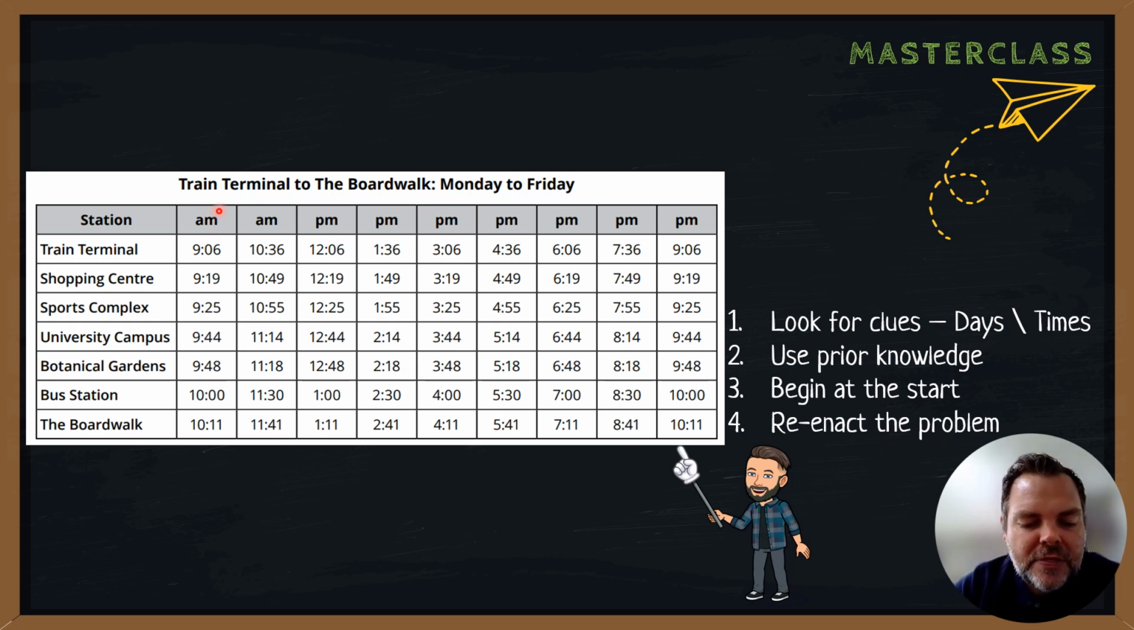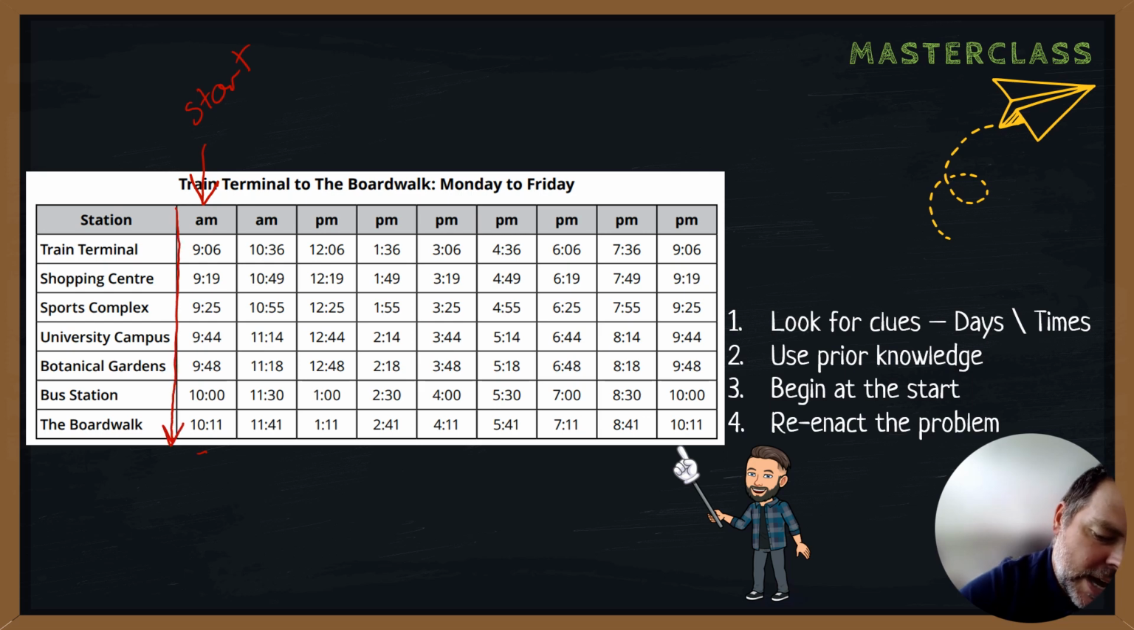We can see that at the train terminal, you get there at 9:08, and then after 9:08, you get to the shopping centre. Let's say you're heading down to the shopping centre. So straight away, we can see that our timetable is actually going this way. This is the start of the day, and we're only going to 10 o'clock, so that really means that's the morning. So we're going down through these stations. We start at train terminal, then go to the shopping centre, then the sports complex, then the university campus, then the Botanical Gardens and the bus station and boardwalk.